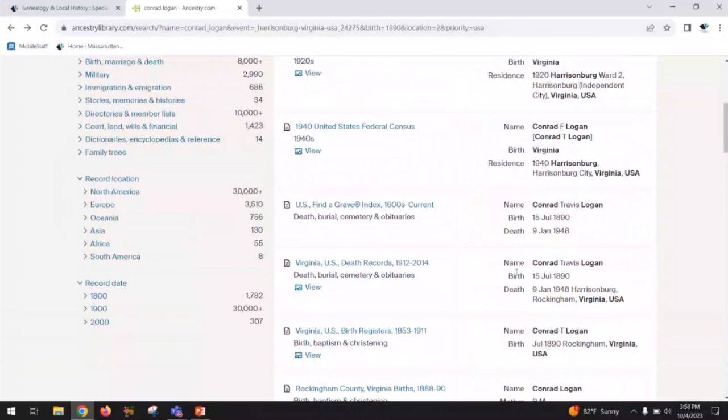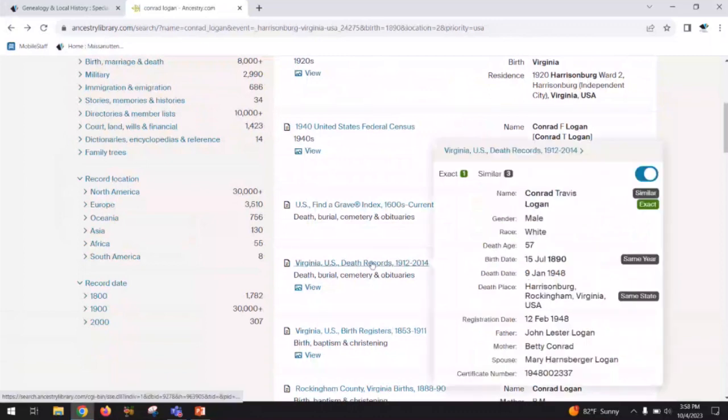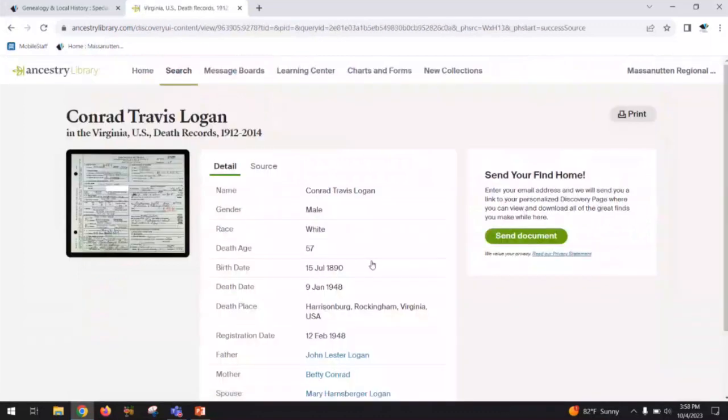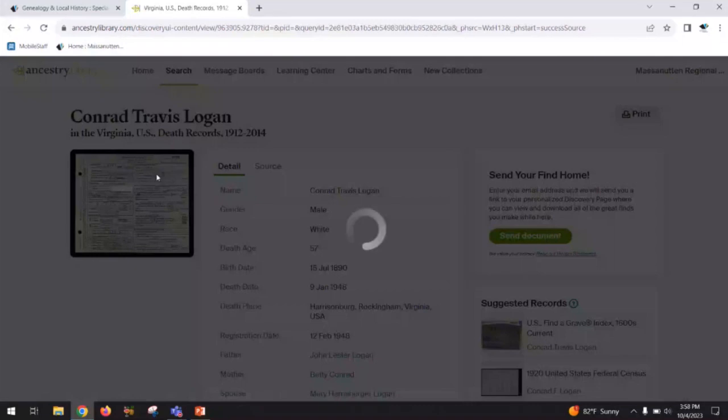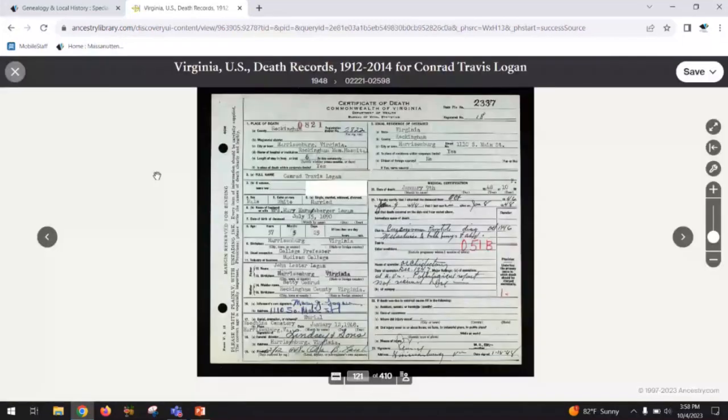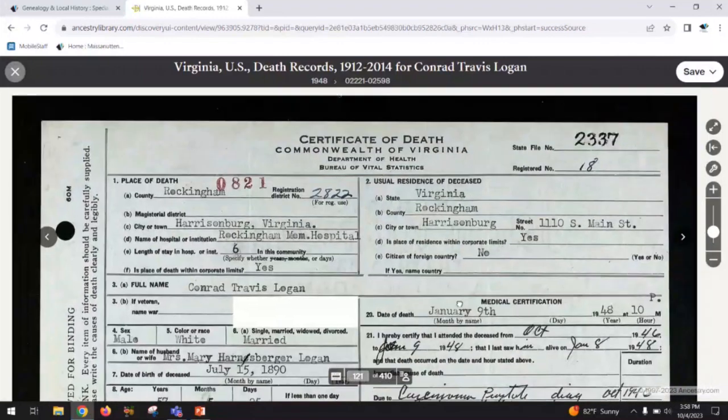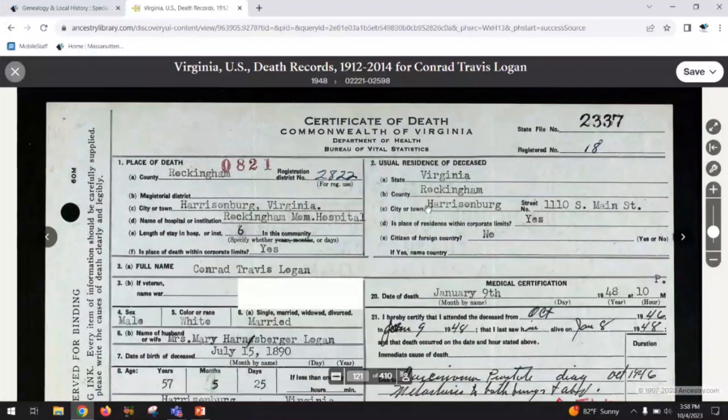Next, we're going to look at his death certificate. I think these are some of the best records. You can get so much information, and it's pretty safe to assume that it's correct because this is a state record. All the T's had to be crossed and I's dotted. So here's his death certificate. We can see that he was in Rockingham Memorial Hospital for 6 days before his death, which was on January 9th, 1948.